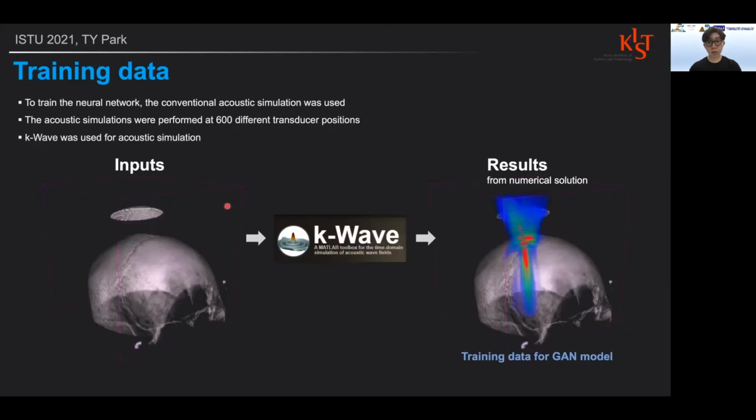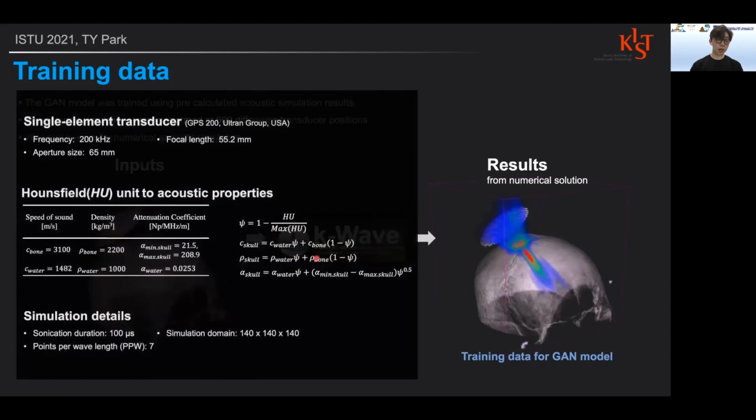To make the training data, we use the conventional acoustic simulation model. The acoustic simulation results were obtained at 600 different transducer positions, looking like this. For numerical simulation, we used the K-Wave MATLAB toolbox. And this is the simulation detail of what we used. We used a 200 kHz single element transducer, and the CT Hounsfield unit was converted to the acoustic properties of the skull using this equation.